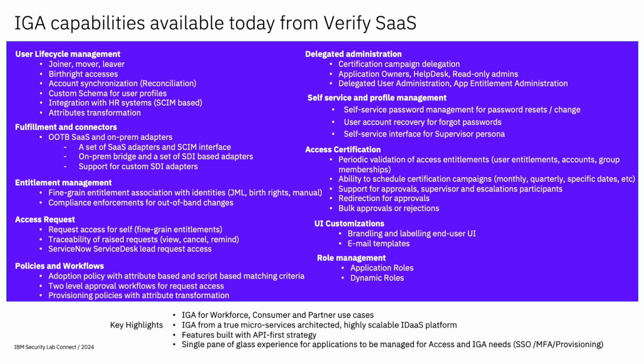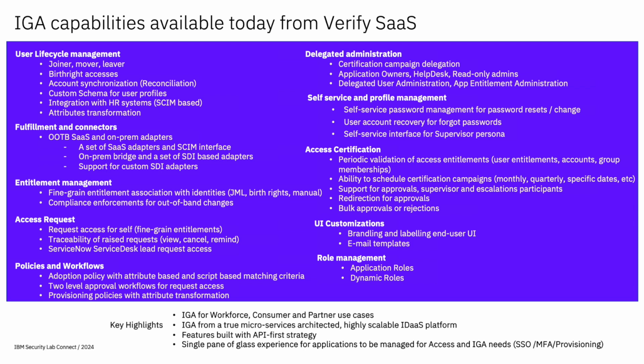IBM Security Verify SaaS is a true microservice architecture. It's highly scalable and performant, and it serves as a true identity as a service platform. All features are built with an API first strategy, thus making integration with any system feasible.